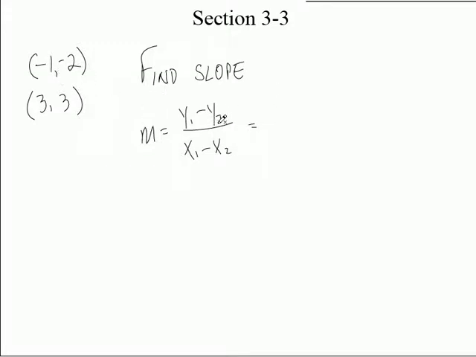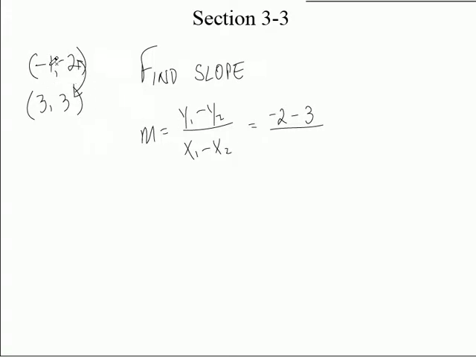So let's put this in here. Let's subtract the y's from each other. It doesn't matter what order you subtract them in, as long as you subtract the x's in the same exact order. All right? You understand that? So let's just take the first one minus the second one. So it's going to be negative 2 minus 3. So I subtracted the y's from each other. Everybody see that?